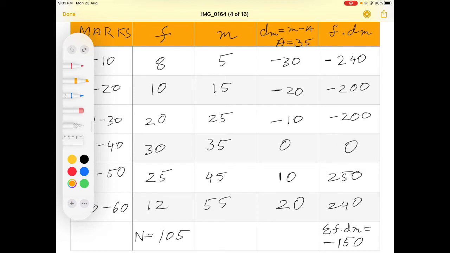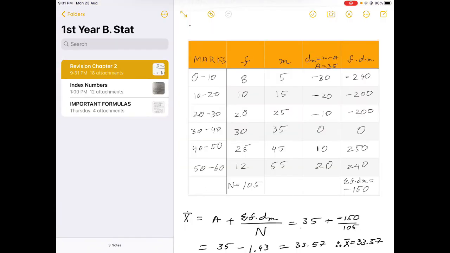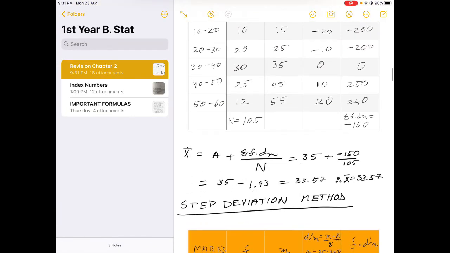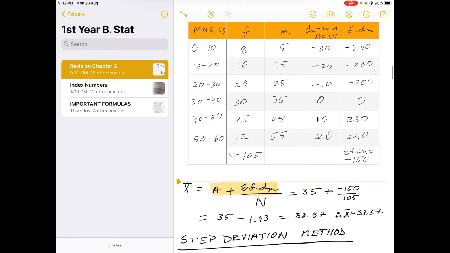So why is this method simpler? Because now I can just eliminate. I can eliminate 240, minus 200, 250 gives me 50 remaining. 50 and minus 200 gives me minus 150. In that way, it becomes much simpler to calculate the sigma f into dm. Now once I've done that, I go to the formula x bar equal to A plus sigma f dm divided by N. And I substitute the values. So my A is equal to 35.